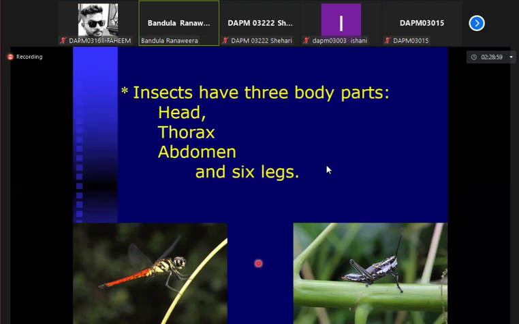So those are the major features. In addition to that, they have 2 pairs of wings. In the adult stage, most of the insects have wings, but in immature stages, sometimes they don't have wings. For example, caterpillars are immature stages. During the caterpillar stage, they don't have wings, but the adult moth or butterfly has wings.